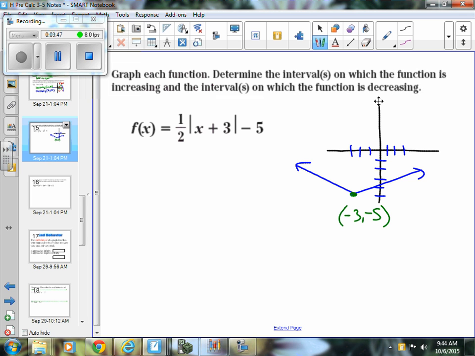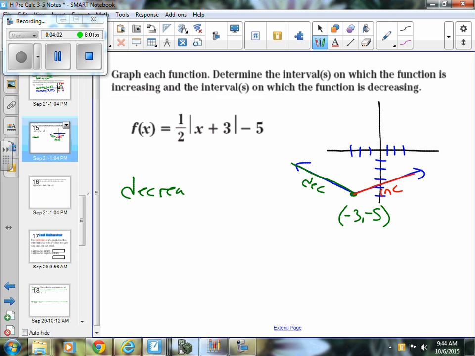Okay, so what happens to our graph? Well, as we go left to right, the graph is decreasing. It's decreasing here, and then we change direction at the vertex, and then it is increasing. So we always want to read left to right. Again, we're just going to describe what's happening.